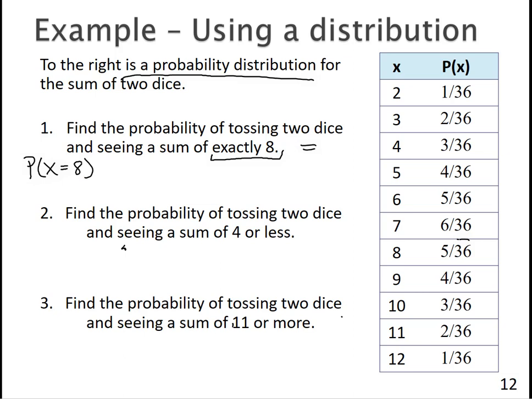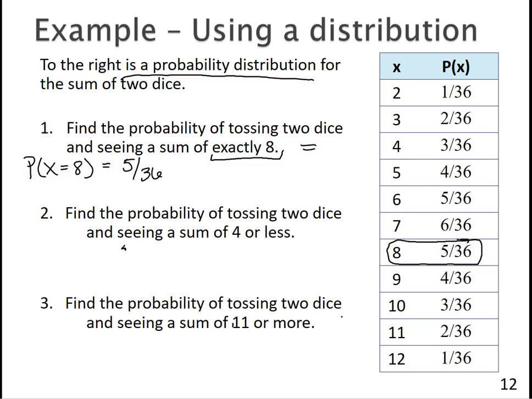This means, again, that I'm going to look for one probability value in my probability distribution table. Since I'm looking for P of x equal to 8, I look for 8 under the x column. My answer is going to be the P of x associated with 8. So P of x is 5/36 for 8. So the probability of getting a sum of exactly 8 is 5/36.